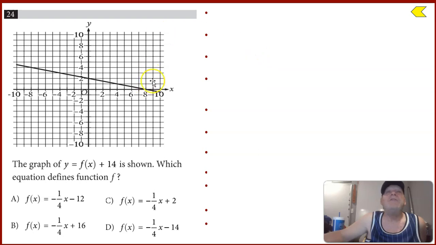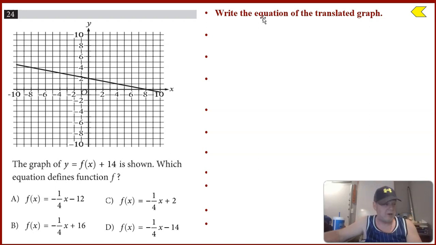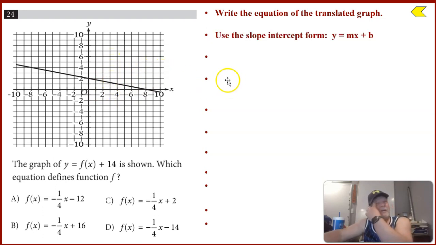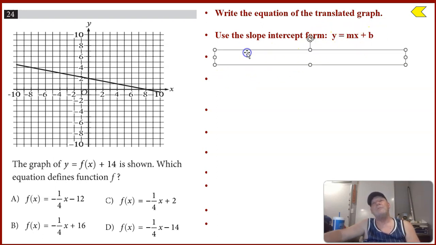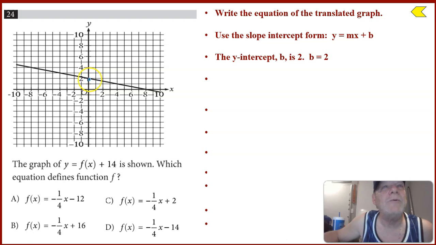So you have to think in your mind, there's 2 ways to think about it. One way is to think about, how can I write the equation? So if I want to write the equation of the translated graph, which is the graph that's shown, I have to find what the slope is and the y-intercept, and I can use slope-intercept form, y equals mx plus b. So b is obviously 2. That's the y-intercept. The slope, I'm going to start here at 2, and I'm going to go down 1, and to the right 1, 2, 3, 4.